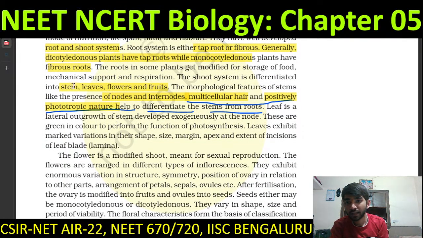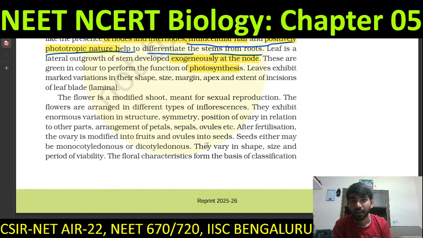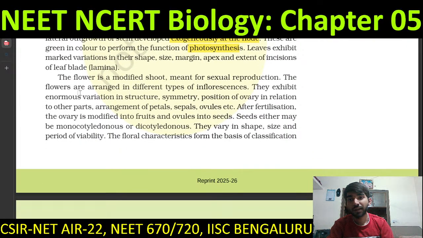And leaf is a lateral outgrowth of the stem developed exogenously at the node, so it is developing towards the outer side. These are green in color to perform their function of photosynthesis, and exhibit variation in their shape, size, margin, so everything will show variation. Extent of incision of the leaf blade lamina, based on that, you can call it simple leaf or a compound leaf. Then flower is a modified shoot.